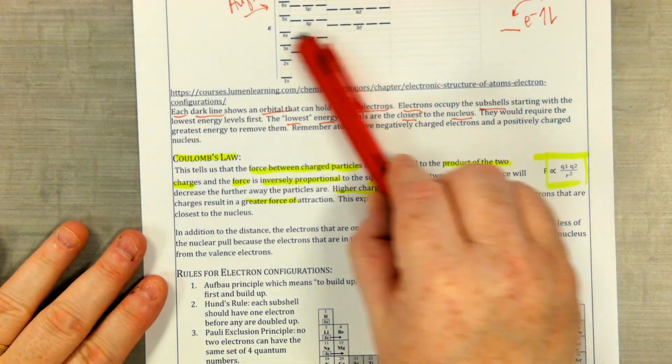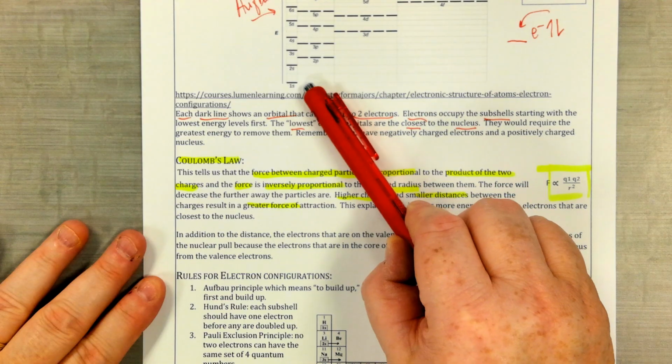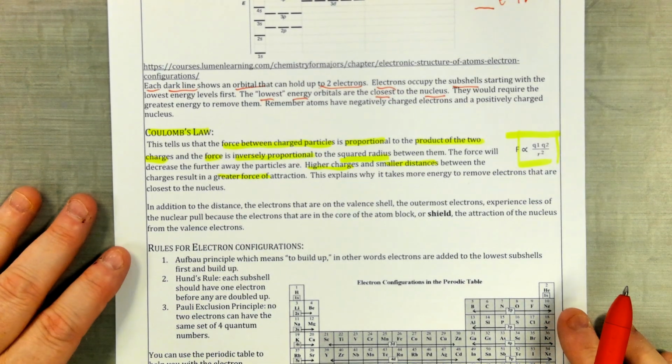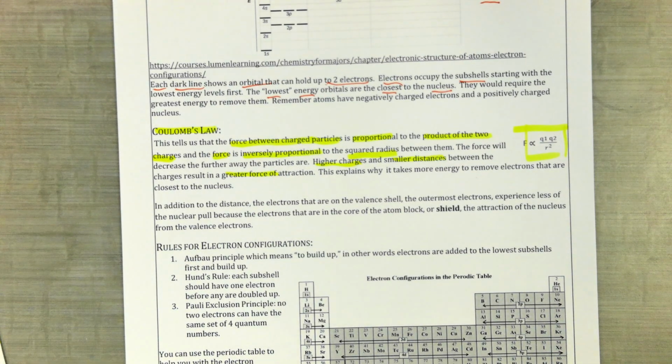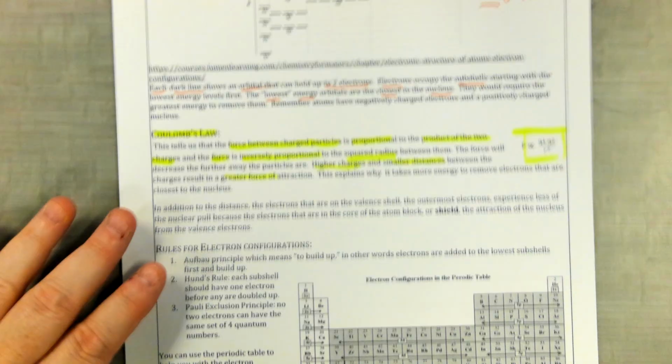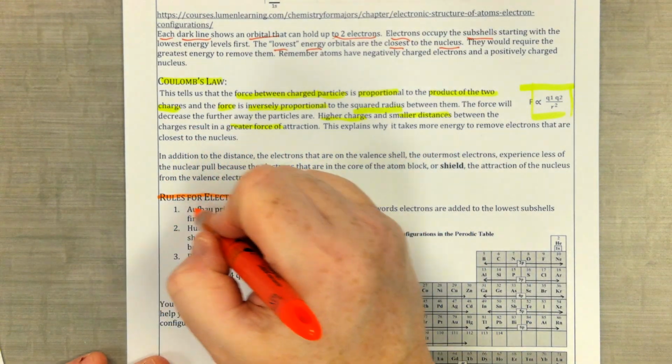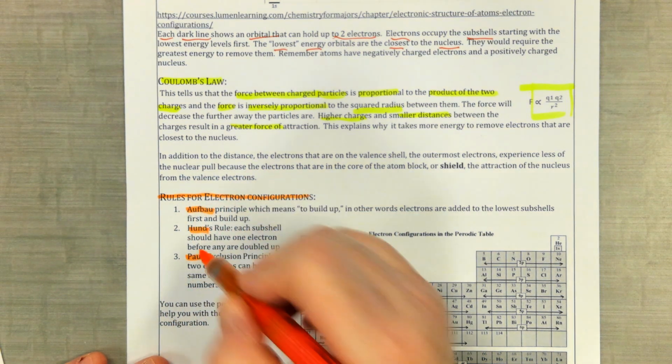So these are going to be all really hard to remove because they're closest, where these will be really easy to remove. Right? So the rules for electron configuration, we've got to be able to write these. So what are the rules? So we have these 3 rules here: Aufbau, Hund, and Pauli.